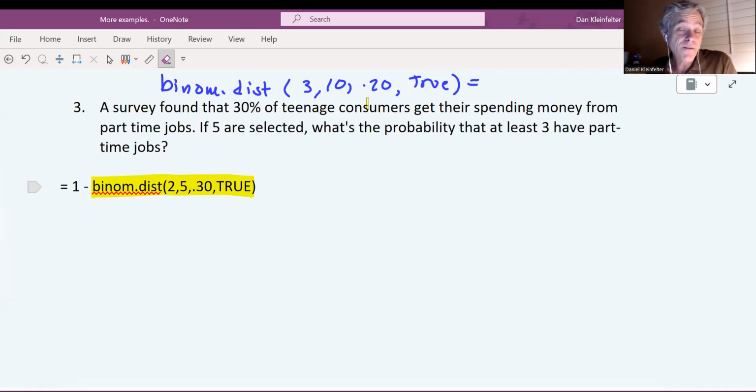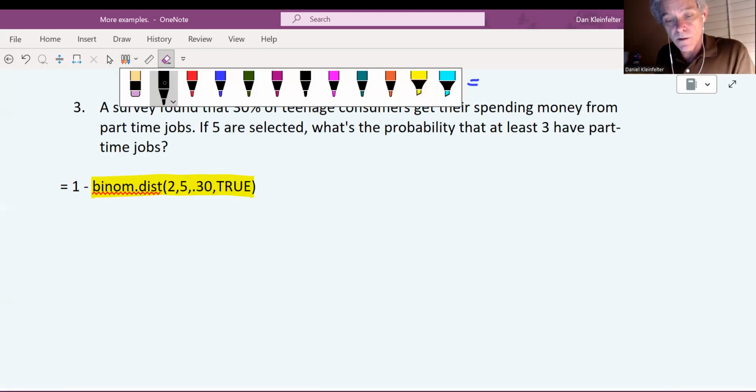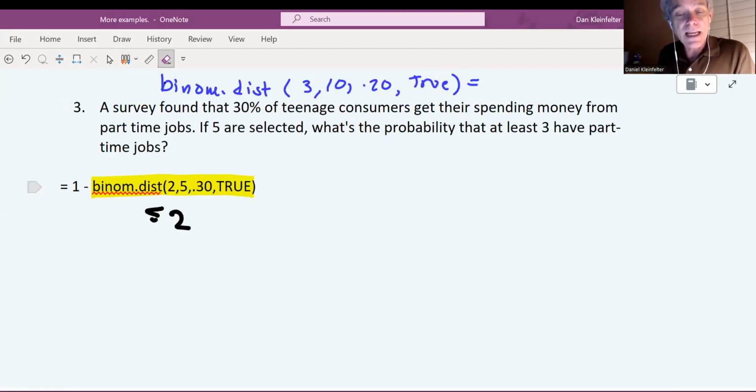If it's not going to be 0 through 2, then it would have to be 3, 4, or 5, right? We're selecting 5. We want to know the probability that at least 3 have part-time jobs. The part that is yellow highlighted would tell us less than or equal to 2. Taking the complement is what tells us 3, 4, or 5.